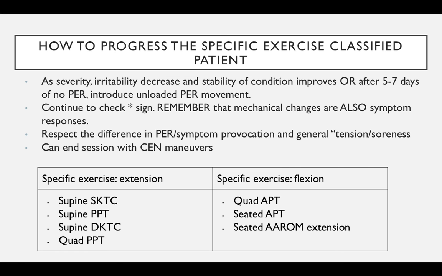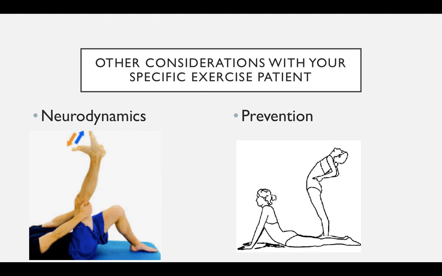But when is it safe to do that? Typically, as severity and irritability decreases and the stability of the condition improves, we can introduce movements into the opposite direction, being mindful of ranges and gravity. Educate the patient on the differences between their symptoms and general soreness from new activities. When starting, end the session with the previously utilized centralization maneuvers. Another intervention to consider when your patient's condition is stable and centralized is the addition of neurodynamics. We will discuss this more late in the semester, but we'll introduce this in the lab.